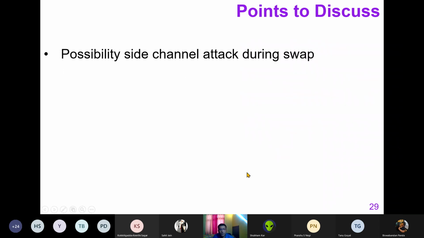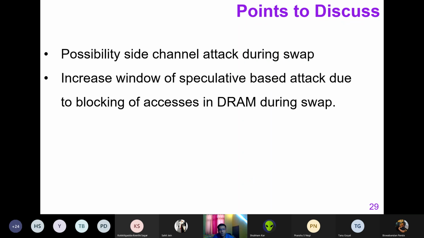A point to discuss is the possibility of a side channel attack during swap, and an increase in speculation-based attacks due to blocking of accesses. In a worst case, your last instruction is a load, and when the load appears at the memory controller, the swap has already started. So it has to be halted for 2.9 microseconds, and that might give some opportunity to a speculative attack.